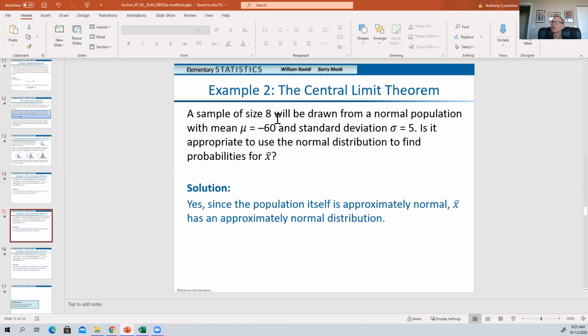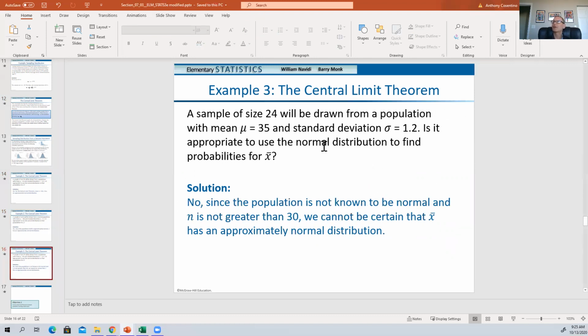Here, we have a sample size of 8, but it's from a normal population, which means it already is a normal distribution. So then you can use the central limit theorem. Those are the two criteria. As long as n is greater than 30, you don't have to care about the distribution. But if it's less than 30, you want to see this idea of normal. And then the last example here is we have a size of 24 and you don't know what the population distribution is. So the answer would be no, because it has to be greater than 30.